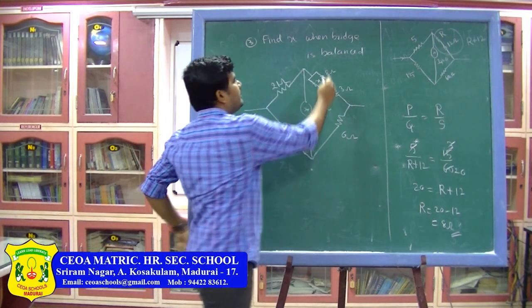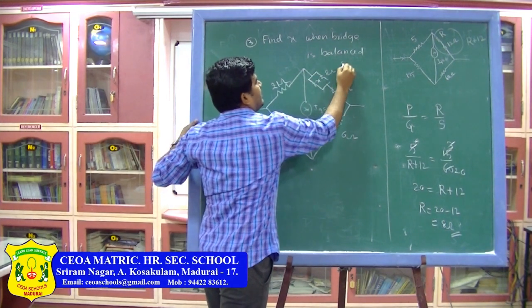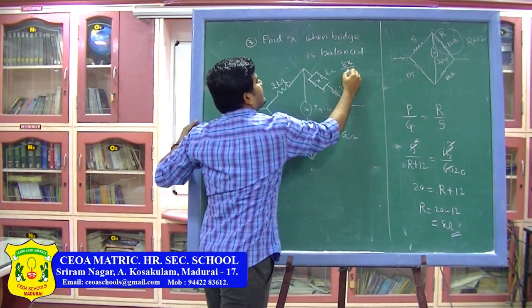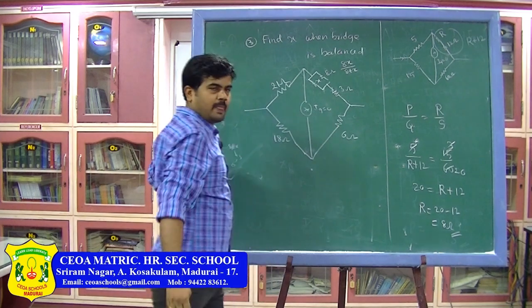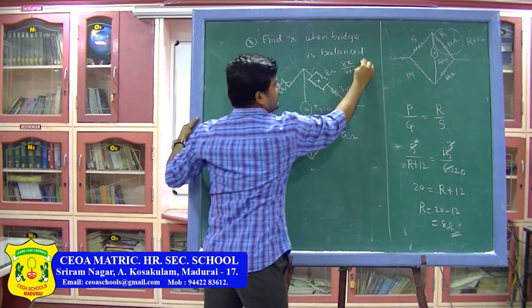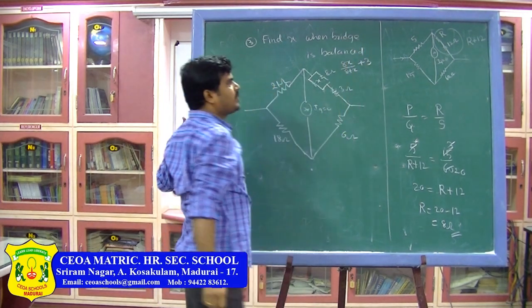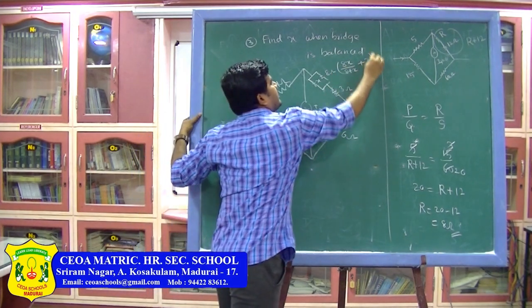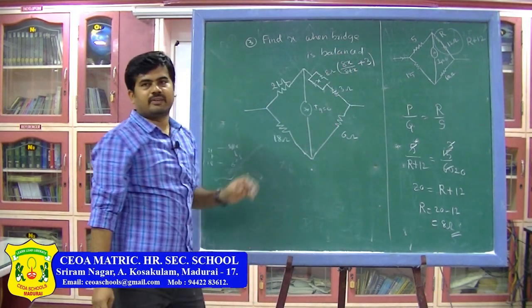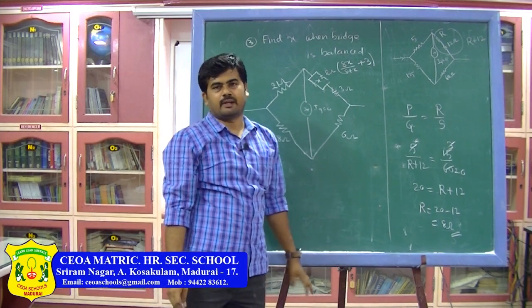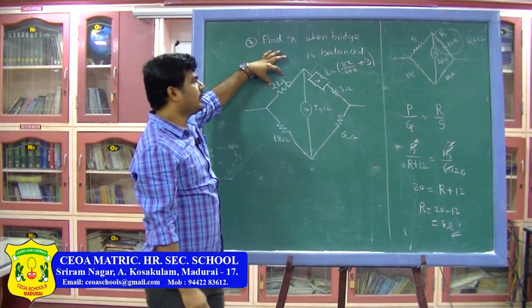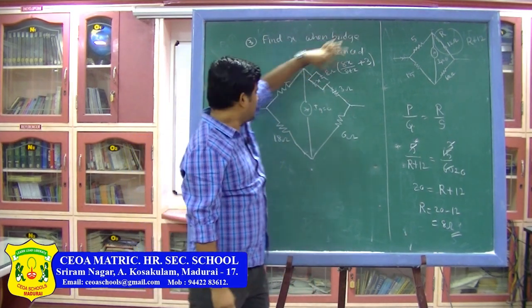So, now this value, because two resistors are in parallel, the equivalent value is 8x by 8 plus x, and another resistor is in series with this, so it is plus 3. So, total resistance of this part is 8x by 8 plus x plus 3 ohms. Now, P value is 21 ohm, Q value is this, and R by S.